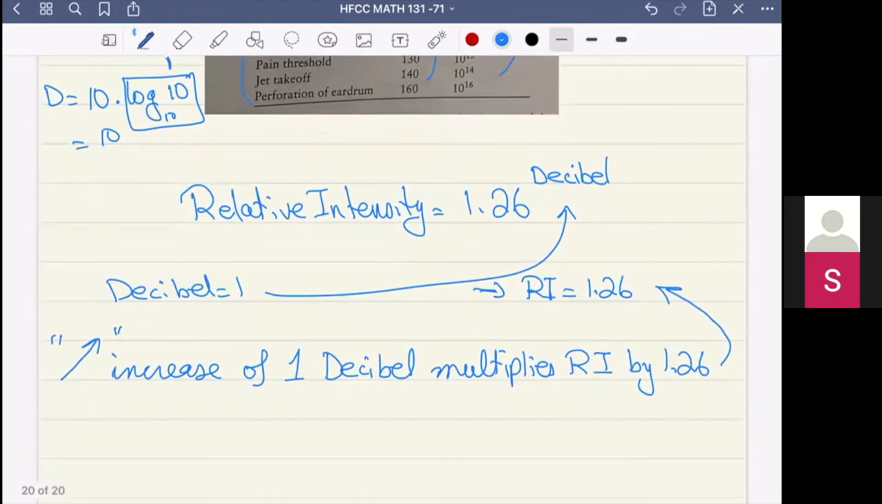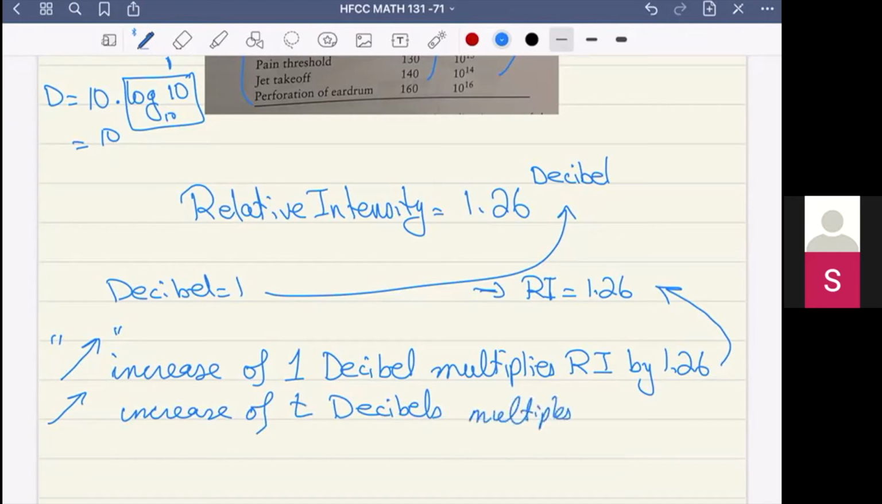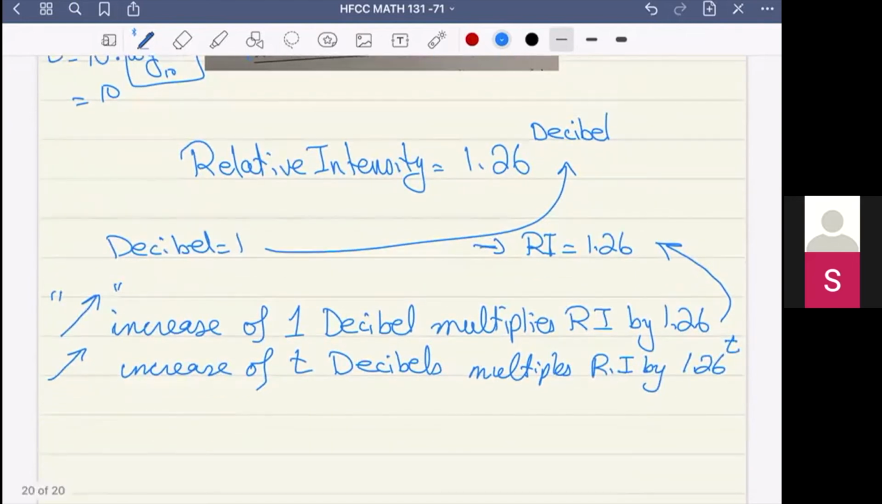And then an increase of T decibels, I want to put it to the power T, multiplies the relative intensity by 1.26 to the power T. And that would be our general formula. Okay?